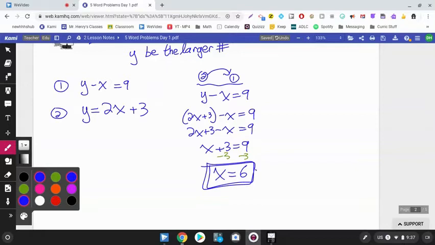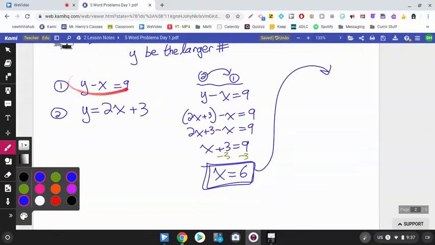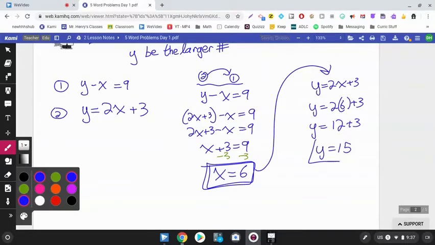Finding the other one, I'll just move my work up here. I can go back into either of the equations. I could plug it into here and solve for y, or I could plug it into here and solve for y. I'm going to pick this one, y equals 2x plus 3, because it's already solved for y. I don't have to do any algebra. I just go right ahead and solve. 12 plus 3. Okay, y equals 15. Well, I solved my answer. x, that's the smaller number, it's 6. y, that's the bigger number, it's 15. Hey, I think I'm good.